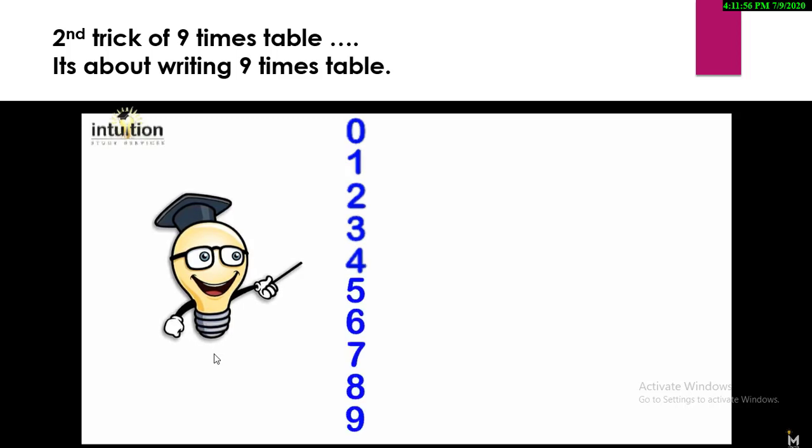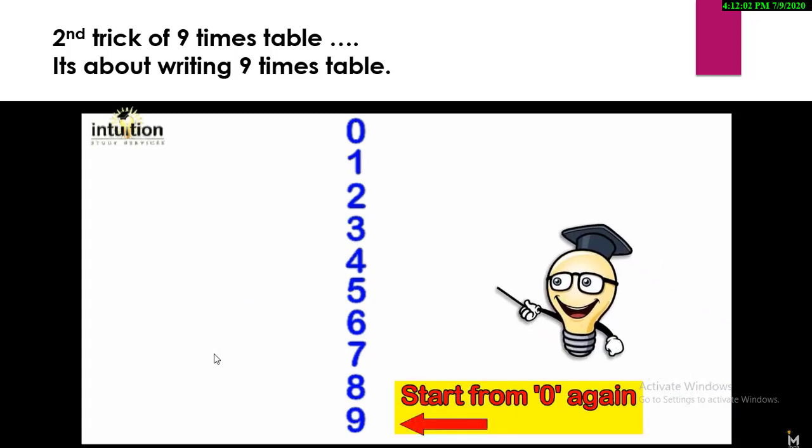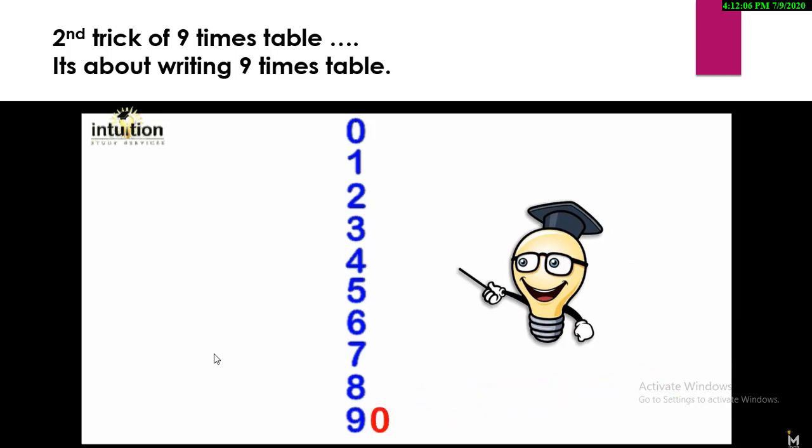Then what we do is we repeat what we've just done, but the other way around. So we start from 0 going up to 9 in reverse order. So we start from the bottom. So we write 0, 1, 2, 3, 4, 5, 6, 7, 8, and 9. And there you have it. We've got the 9 times table.